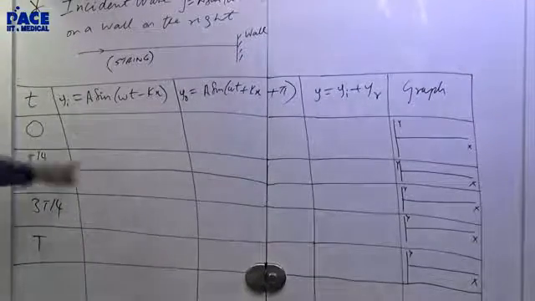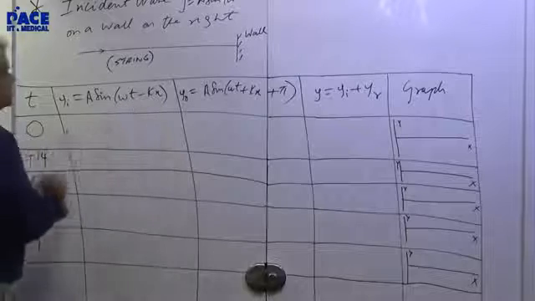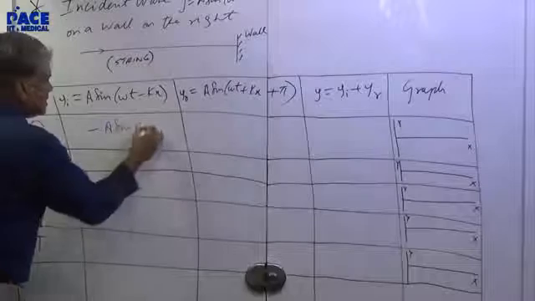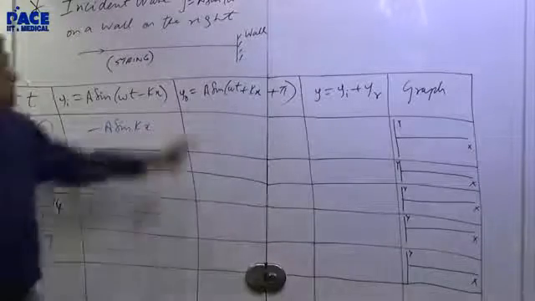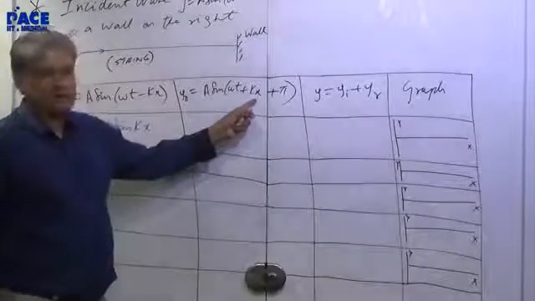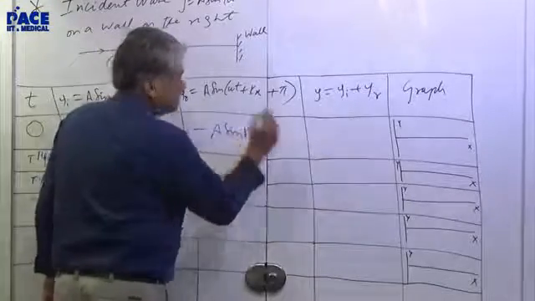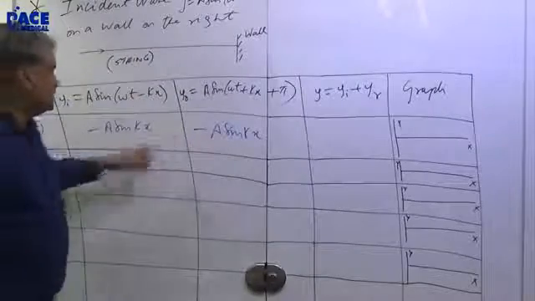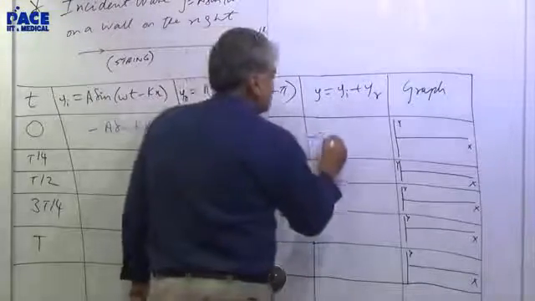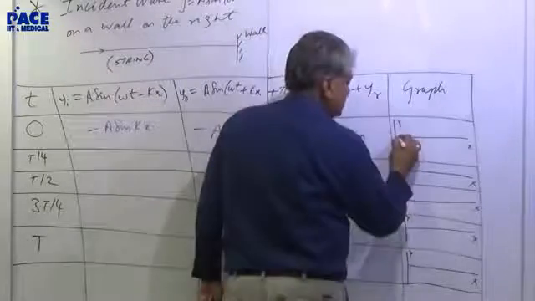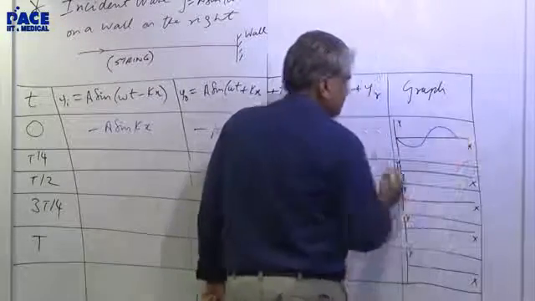At t equal to 0, you get A sine of minus kx. This is minus A sine kx. Put t equal to 0 in the reflected wave: sine of 180 plus theta is minus sine theta. This is also minus A sine kx. What is that? This plus this is minus 2A sine kx. How do you draw minus 2A sine kx? Like this. Is it okay?